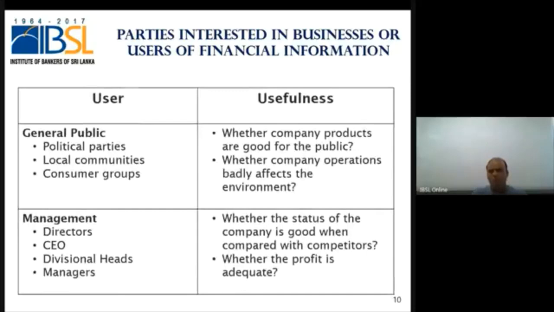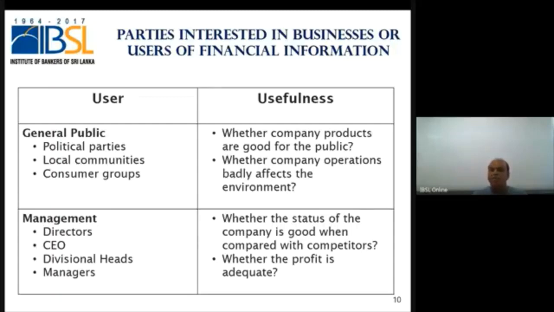The third type of user could be the general public. So this general public will be the community, or it could be the political parties, local communities, consumer groups. There are so many categories. Why are they interested in the financial information of the company?